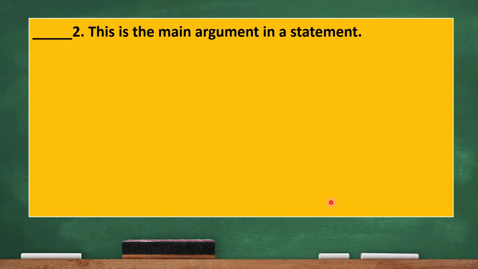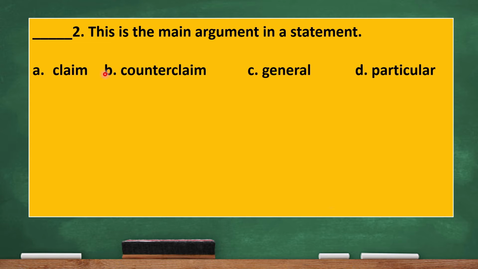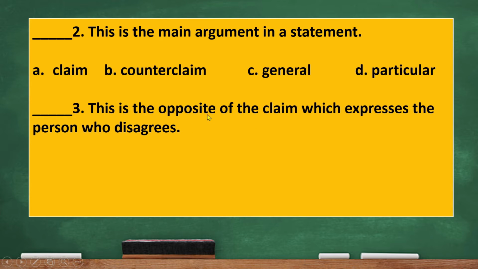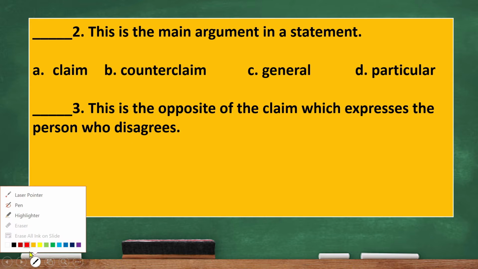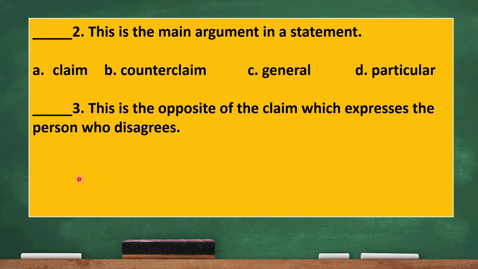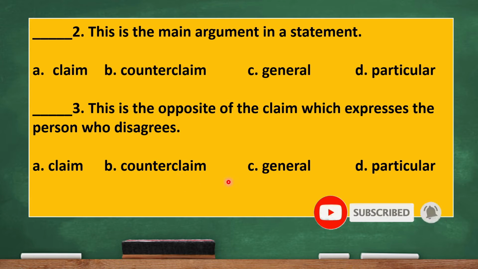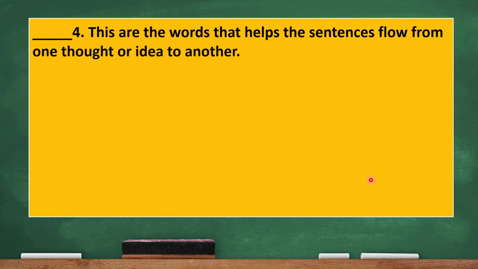Number 2. This is the main argument in a statement. A. Claim. B. Counterclaim. C. General. Or D. Particular. Good, let's proceed with number 3. This is the opposite of the claim, which expresses the person who disagrees. A. Claim. B. Counterclaim. C. General. Or D. Particular. Write your answer. Let's proceed with number 4.